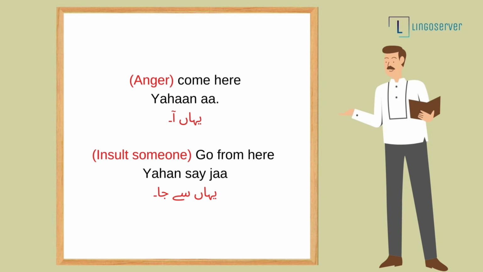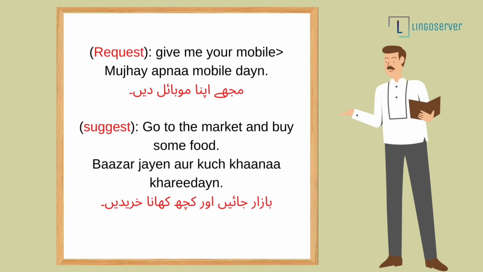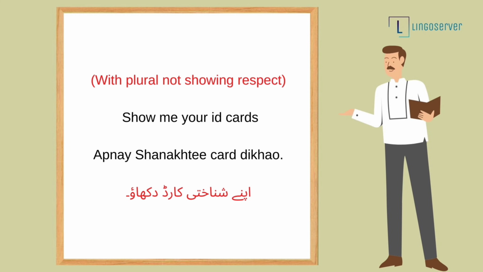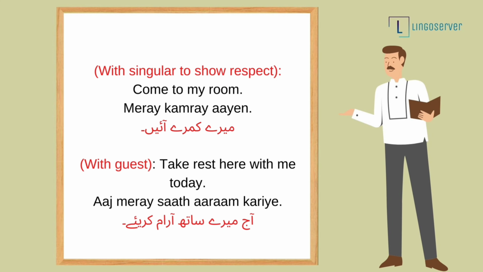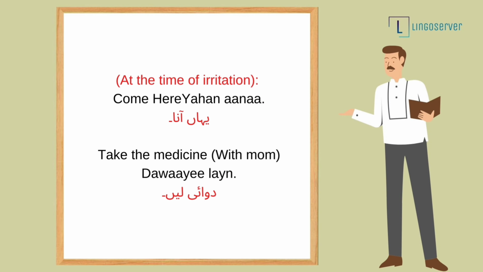Come here. यहाँ. Go from here. यहाँ से जा. Give me your mobile. मुझे अपना मोबाइल दें. Go to the market and buy some food. बाजार जाएं और कुछ खाना खरीदें. Show me your ID card. अपने शनाख्ती कार्ड दिखाओ. Come to my room. मेरे कमरे में आएं. Take rest here with me today. आज मेरे साथ आराम करिए. Come here. यहाँ आना.